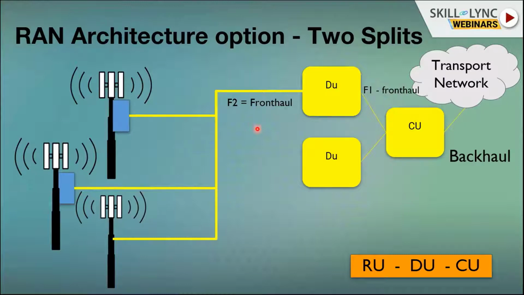Then the fronthaul fiber travels to the CU, that is the control unit, which can be located in a different unit. So this option is called two splits, where we have a segregated radio unit, a segregated digital unit, and a segregated control unit. The key part to understand here is that the control unit should be as close to the transport network, and the radio unit should be as close to the antenna. This is the important aspect.